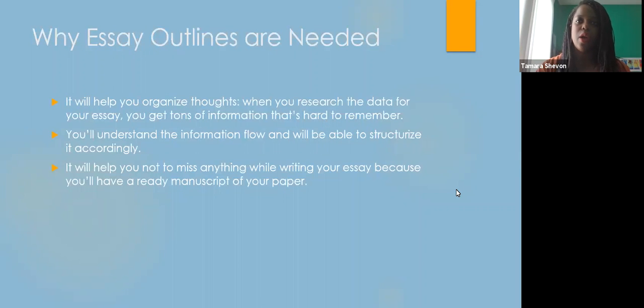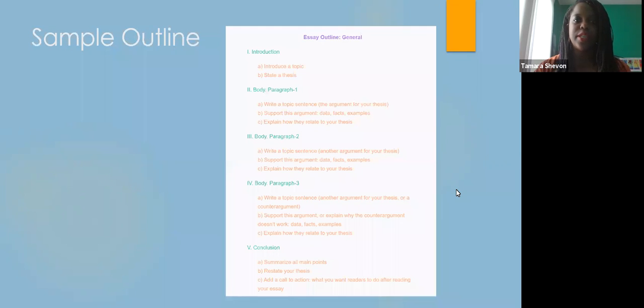So why are essay outlines needed? So essay outlines are needed because they will help you organize your thoughts. When you research the data for your essay, you get tons of information that's hard to remember. So it's best to put everything in an essay outline so you don't forget all the main points and evidence that you're going to use to support your thesis. So you'll understand the information flow and you'll be able to structure it accordingly. It will help you not miss anything while you're writing your essay because you already have a manuscript of your paper. Okay?